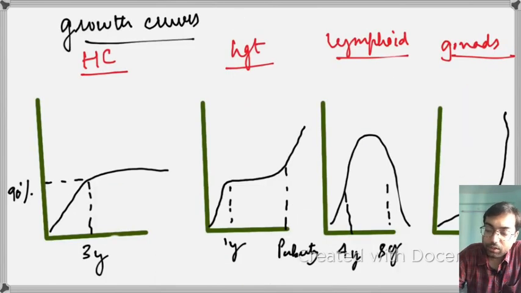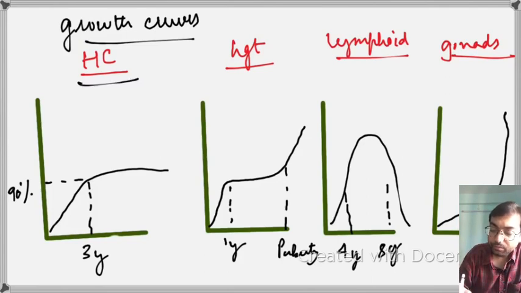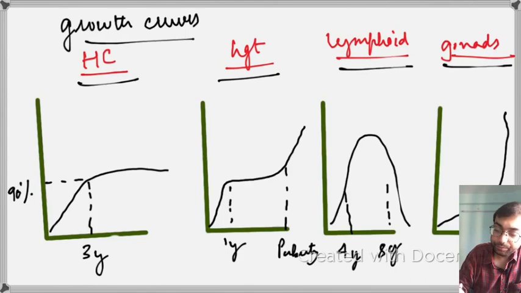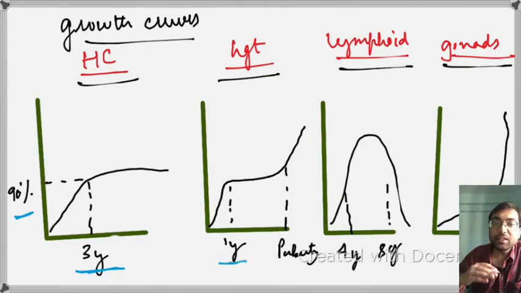Now these are the growth curves: head circumference, height, lymphoid, and gonads. For head circumference, I told you that maximum growth occurs till 3 years, which is 90%. And then height first increases till 1 year, and then at puberty. Okay. Then lymphoid tissue 4 to 8 years, and gonads at puberty.